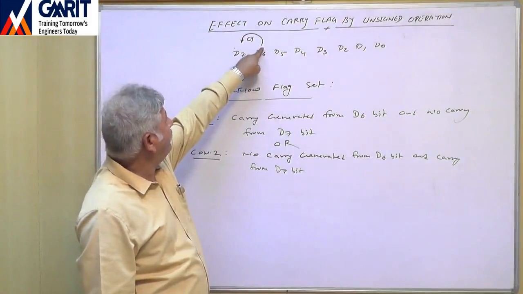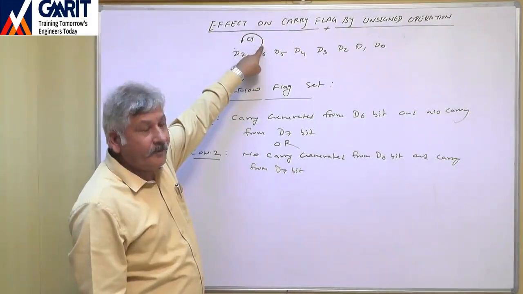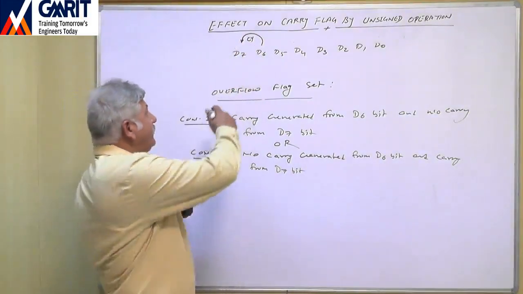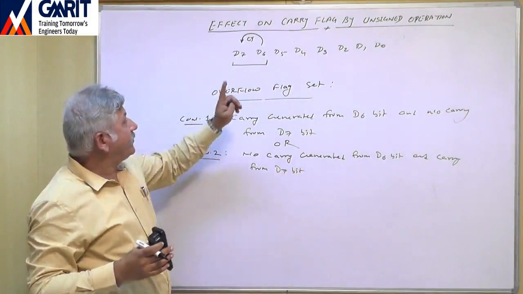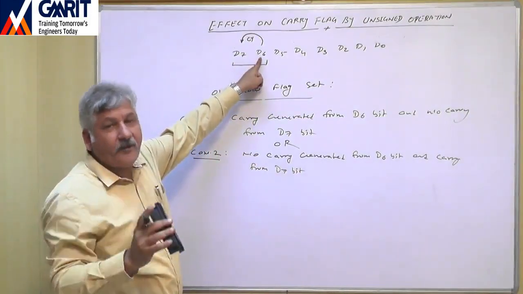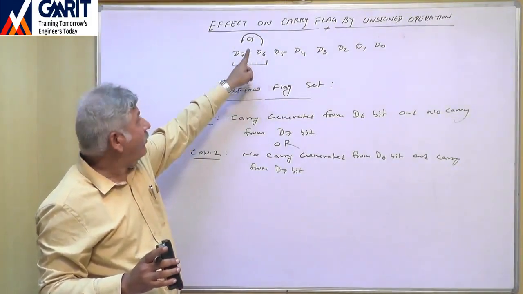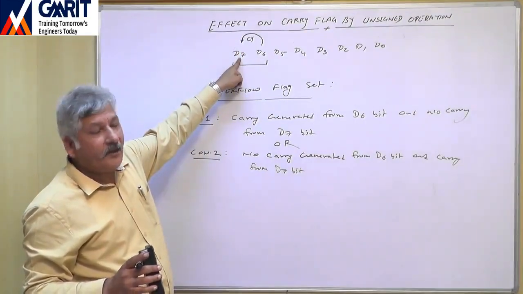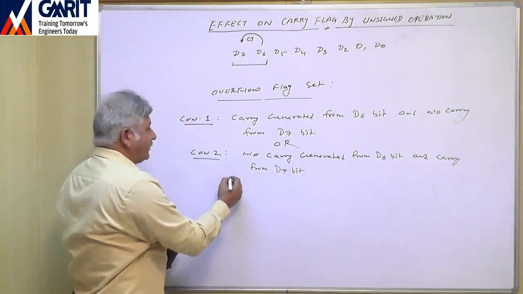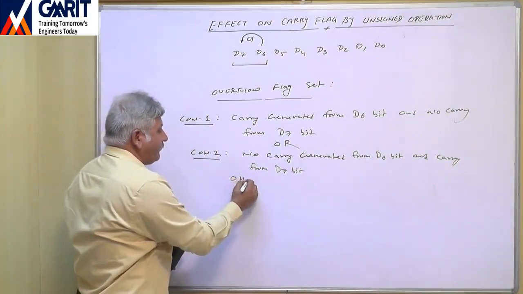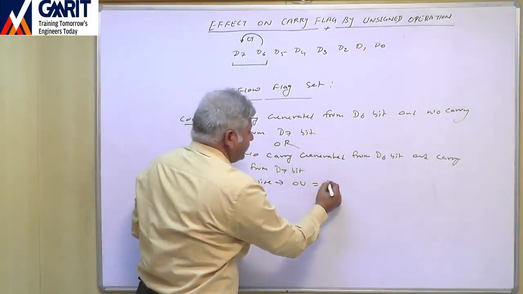So if carry is generated from here and no carry from here, or no carry from here and carry generated from here, this means you just observe these two bit positions, and carry must be generated from only one bit position. Either carry should be generated from the D6 bit position or from the D7 bit position. If that is the case, then the overflow flag will set. Otherwise, the overflow flag will remain 0.